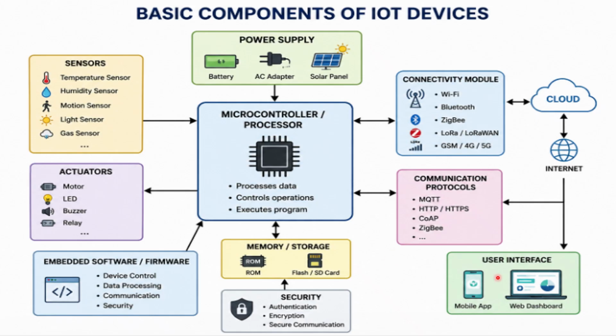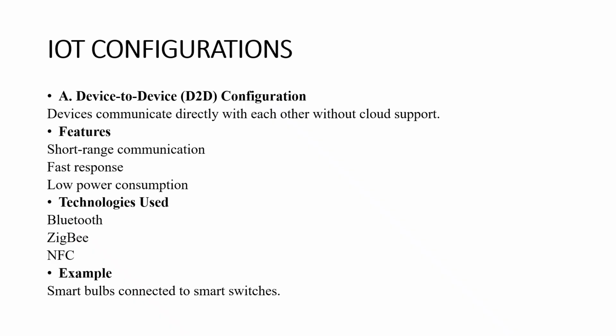Then some user interface, through which we are going to use our devices, connected to the cloud and the internet. Okay. Next one, IoT configurations. What are all the types of configuration we can do with the IoT devices? The first one is device to device configuration.